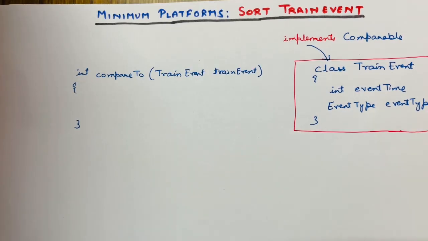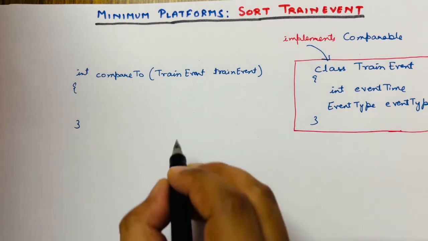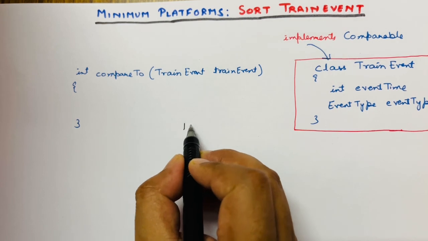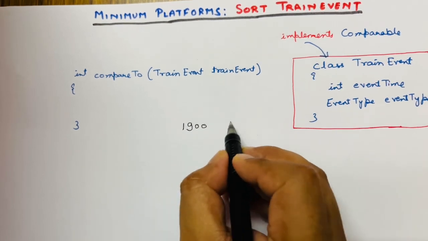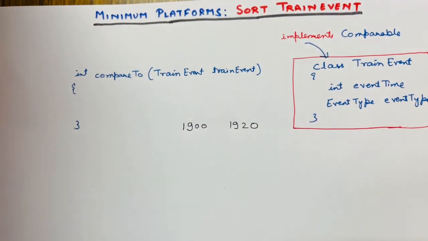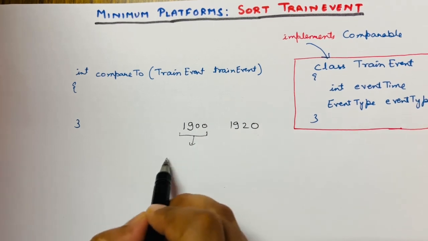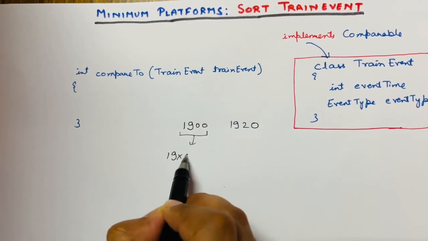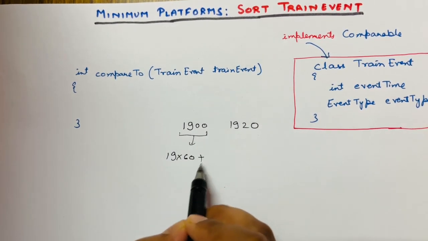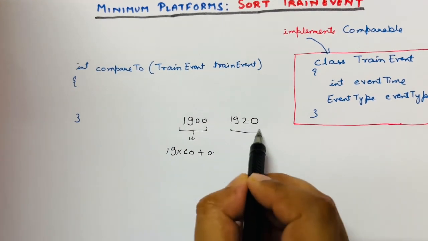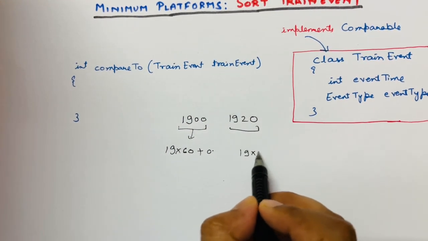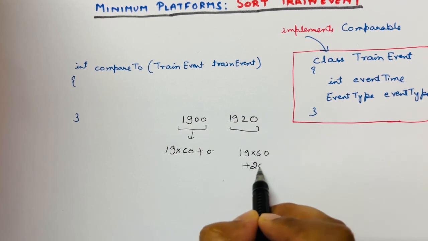Now, how will we decide what is smaller and what is greater? Obviously, we'll decide it on the basis of event time. So let's compare two things. Let's say we have 1900 and we have 1920. Which one of them is greater? This one. How do we know? Because its actual value is basically 19 hours, that means 19 into 60 minutes plus 0 minutes. And its actual value is 19 into 60 minutes plus 20 minutes.